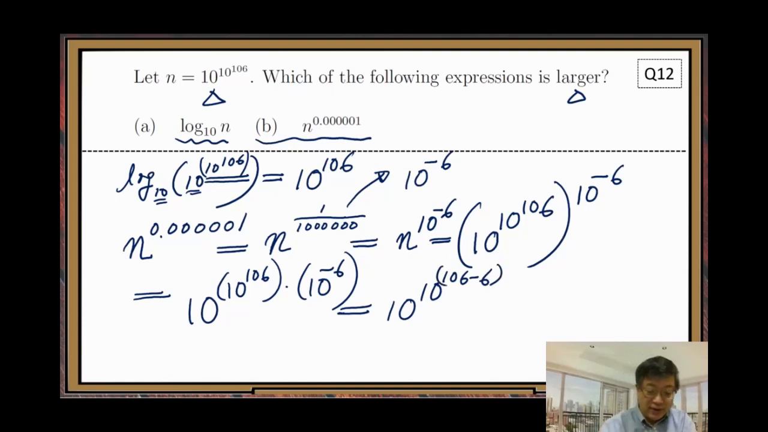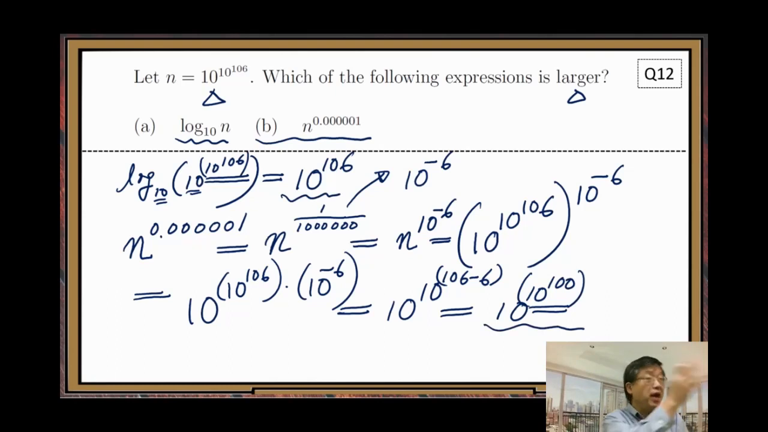How about that? Yeah. All right. Finally, we get 10 to the 100. How about that? Look at the exponent. Now, when we compare these two numbers, because they have the same base, both base 10, we only need to compare the exponent numbers.